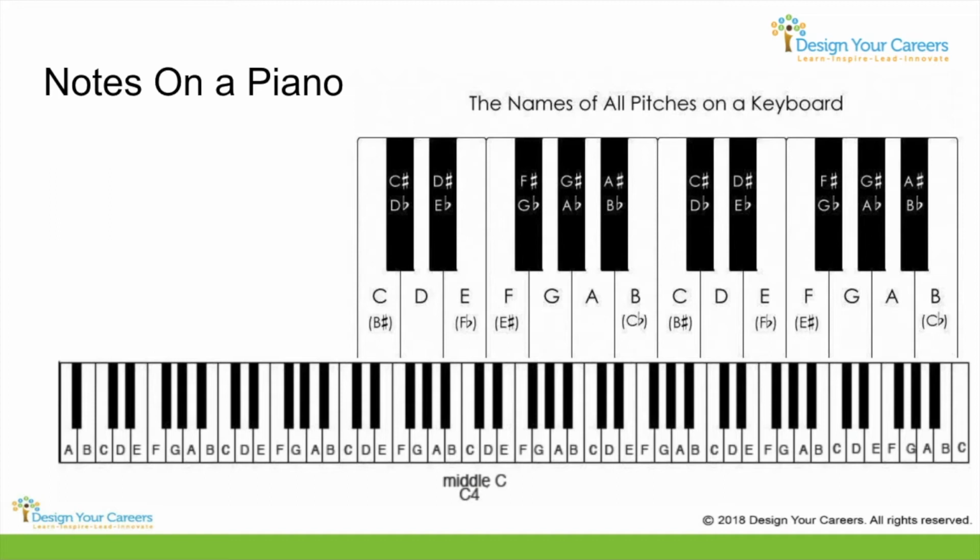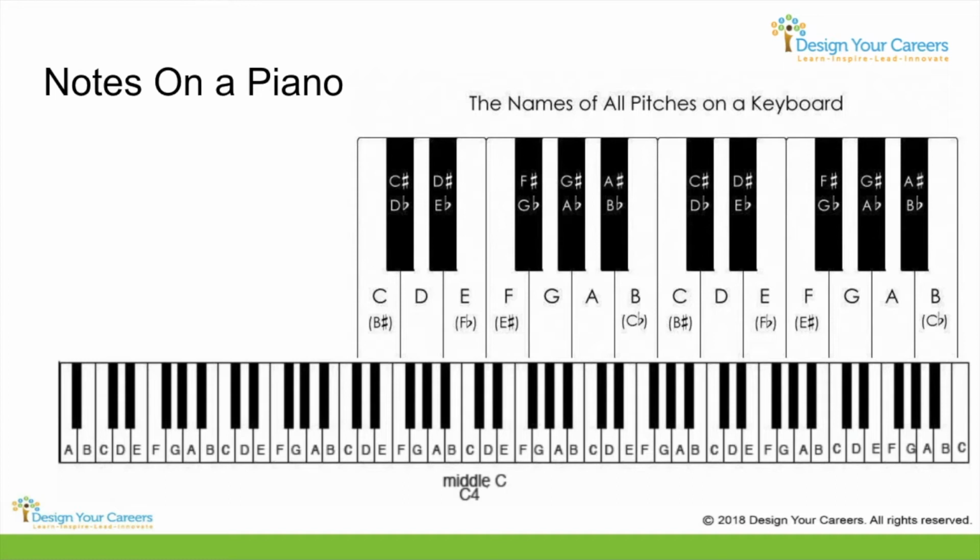So now what about the black keys? How do we find those? We need to think about every black key as an extension to our white keys. So each white key has a flat note and a sharp note. The left black note of the white note is called a flat, and the right black note of the white note is called a sharp.